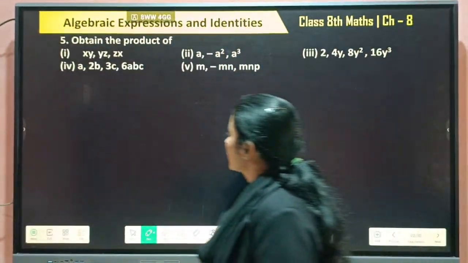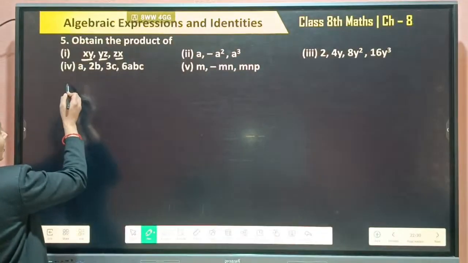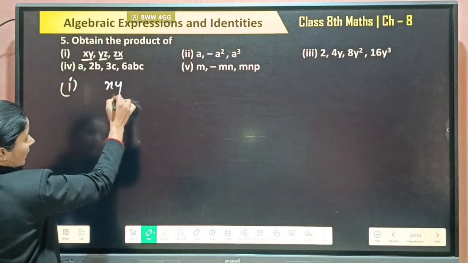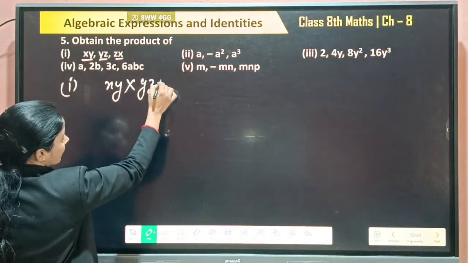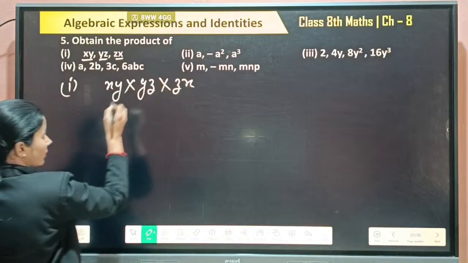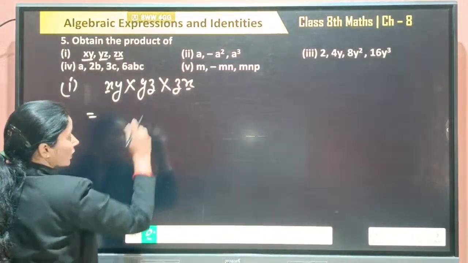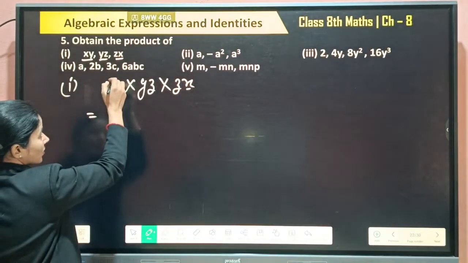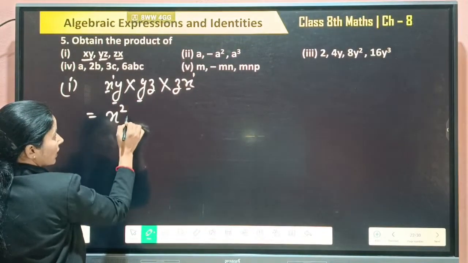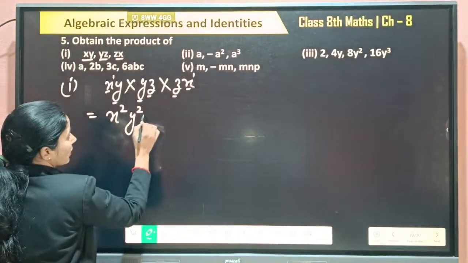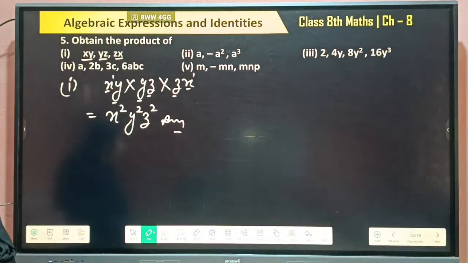Obtain the product. We need to find out the product of these monomials. So the first part: xy, then I will use the multiplication sign, yz, into zx. In multiplication, we see if these bases are the same, their powers will add. So x is one time there and one time there, so it will be x raised to power 2. y is also 2 times, so y raised to power 2, and z is also 2 times, so z raised to power 2. This is the product of xy, yz and zx.